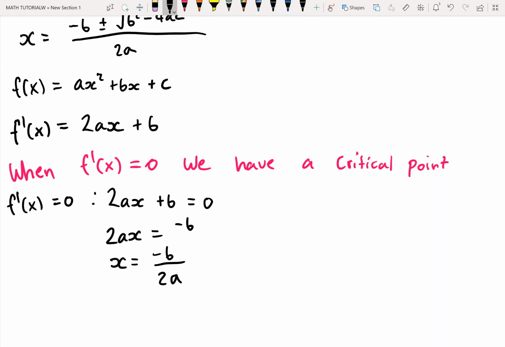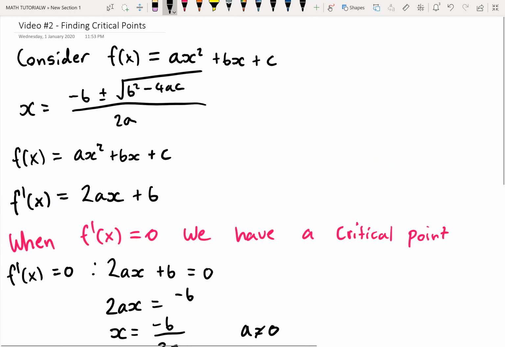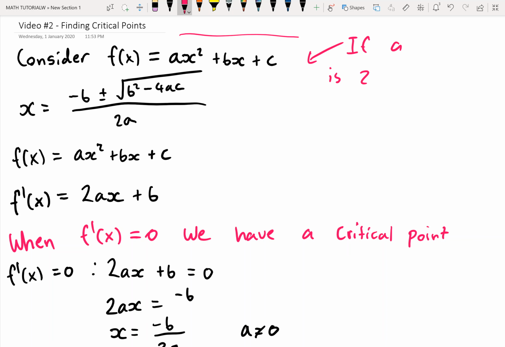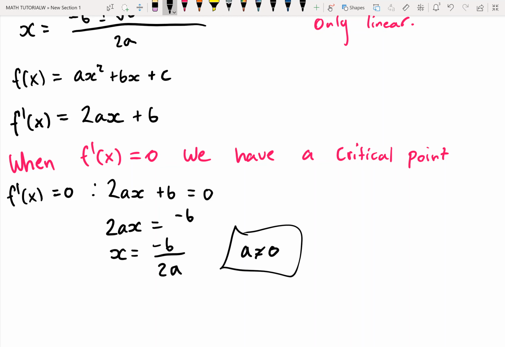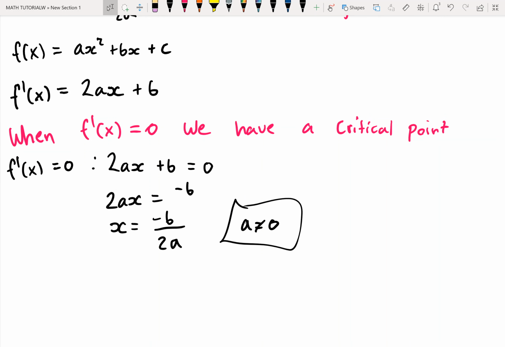And if you don't know this, a cannot equal 0. That follows from our definition here, because if a is 0, then we just have a linear function, only linear, and hence a vertex is actually not possible. Okay? So this is our definition to find the vertex of some polynomial.